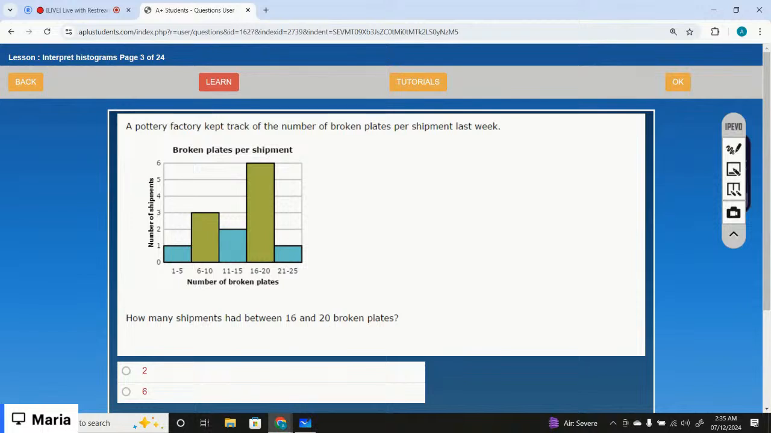A pottery factory kept track of the number of broken plates per shipment last week. How many shipments had between 16 to 20 broken plates? 16 to 20 broken plates are, that is 6. Option number 2 is the correct option.